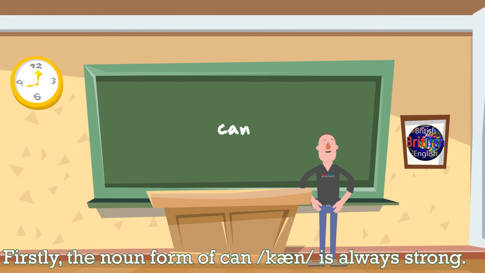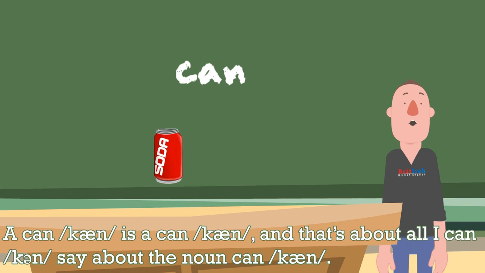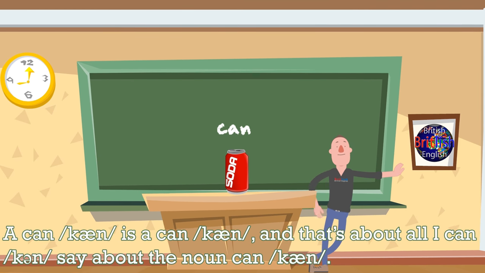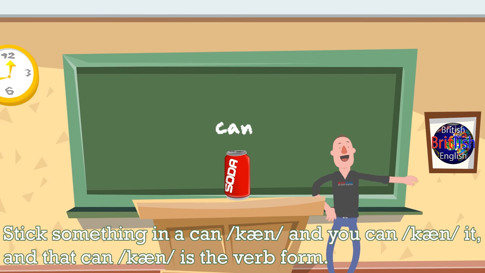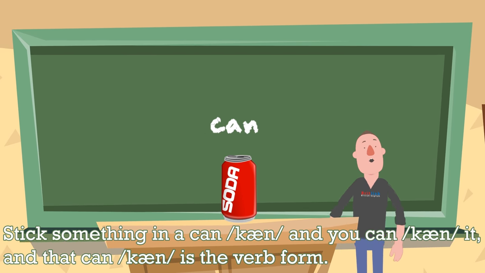Firstly, the noun form of "can" is always strong. A can is a can, and that's about all I can say about the noun "can". Stick something in a can, and you can it. And that "can" is the verb form.